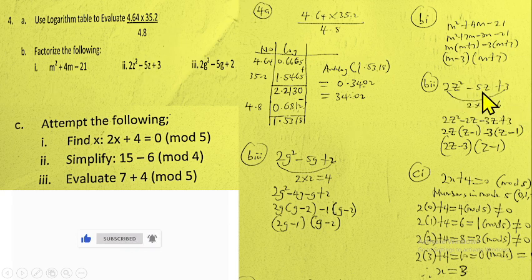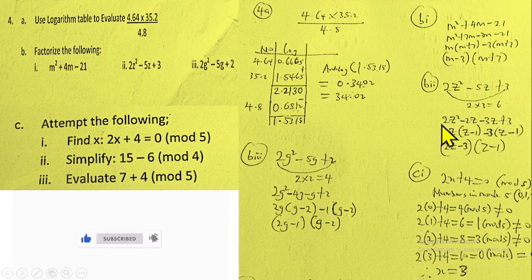You have 2z squared minus 5z plus 3. So the 2 multiply this 3 first, so that gives us 6. Then you look for two numbers you can multiply together to give us 6, and when you add them together give us minus 5, and that should give us minus 2 and minus 3. Minus 2 times minus 3 gives us plus 6, and when you add them together gives us minus 5. So that means this becomes 2z squared minus 2z minus 3z plus 3.